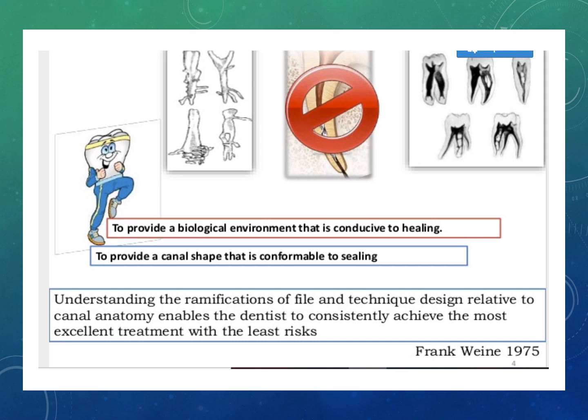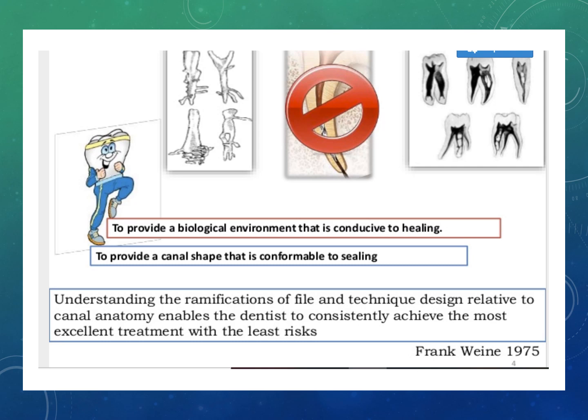So next is, what is the purpose of your cleaning and shaping? Your endodontic instrument comes into role during your cleaning and shaping, isn't it? So what is the role of your cleaning and shaping? Is to provide a biological environment that is conducive to healing. So you clean properly, you disinfect the canal so that it helps to eliminate the microorganisms and help the patient or the host to recover from the bacterial infection or any periapical lesion, let's say. And then to provide a canal shape that is conducive to sealing. Okay, you increase the canal shape, so that it is easy to obturate, or it is easy for the filling.